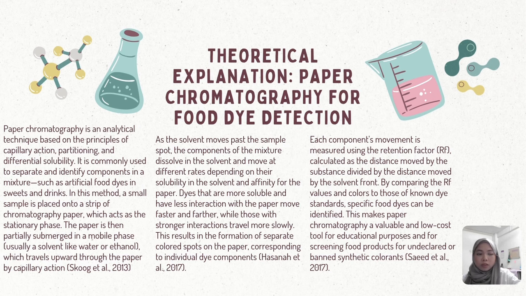As the solvent moves past the sample spot, the components of the mixture dissolve in the solvent and move at different rates, depending on their solubility in the solvent and affinity for the paper. Dyes that are more soluble and have less interaction with the paper move faster and farther, while those with stronger interactions travel more slowly. This results in the formation of separate colored spots on the paper, corresponding to individual dye components. Each component's movement is measured using the retention factor, calculated as the distance moved by the substance divided by the distance moved by the solvent front.